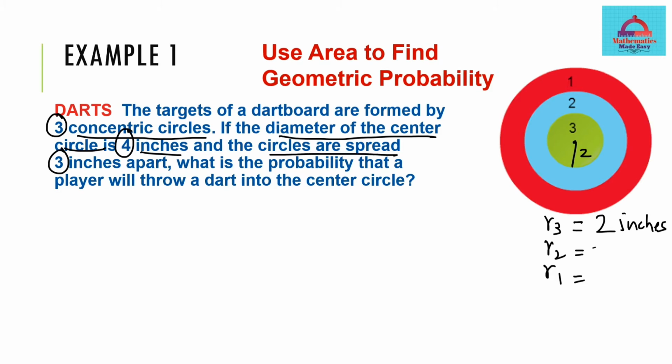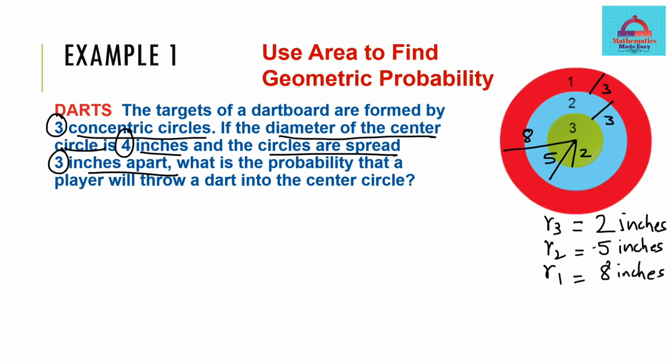So circles are spread 3 inches apart. That means the distance between the two circles, green and blue, is 3 inches and blue and red is also 3 inches. So therefore we can find the radius of the blue and the red circle. For the blue one, which is the circle number 2, it is going to be 2 plus 3, which is 5. So I can put this value here, 5 inches is the value of the radius of the second circle R2. And for the biggest circle, the red one, you have the radius R1, which is going to be 2 plus 3 plus 3, that is 8. So we've got all the three radii.